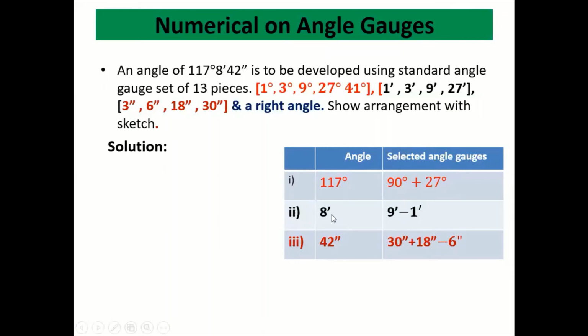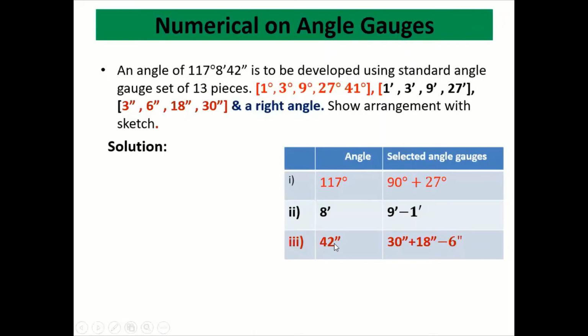The second is the 8 minutes. So for 8 minutes, I can select the 9 minutes, okay, then minus 1 minute is there. So 9 minutes minus 1 minute will be the 8.